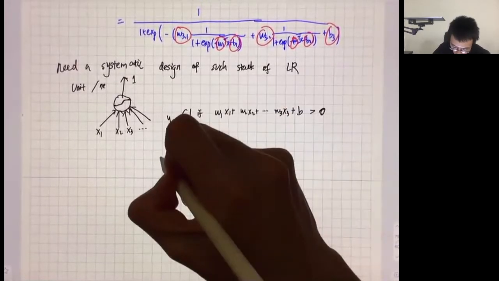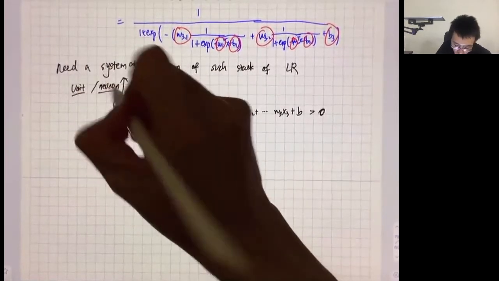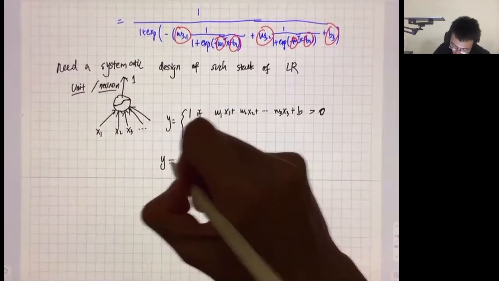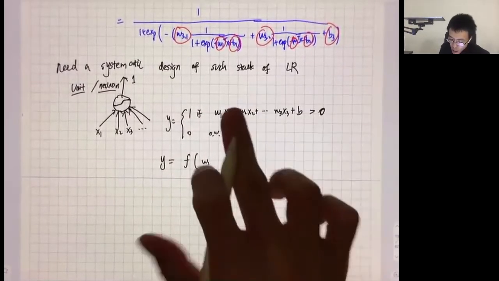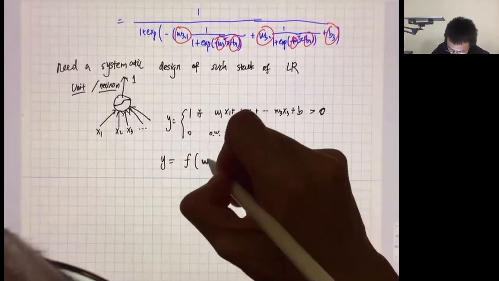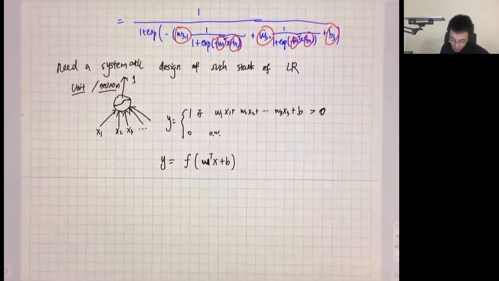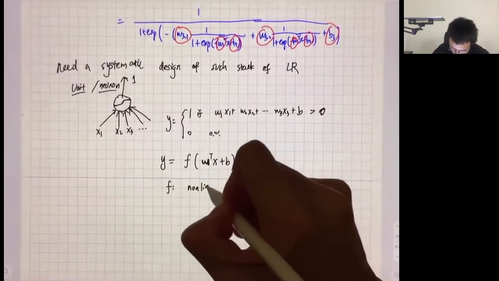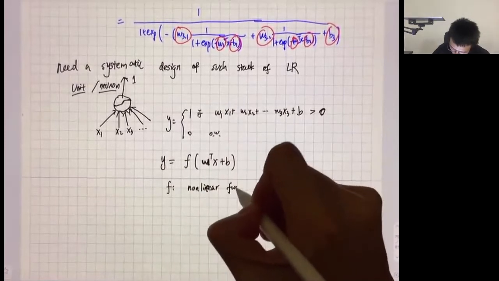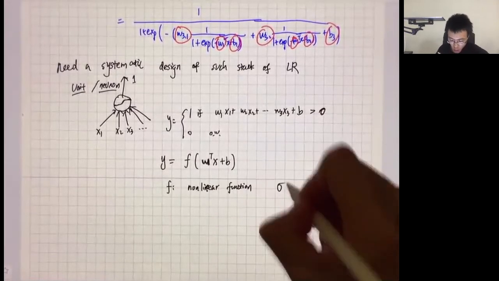So I will suggest a more generalized neuron or a unit is some function of W1 X1 plus this, but I can write compactly as W transpose X plus B, okay? Where F is a nonlinear function, okay? For example, it can be the sigmoid function.